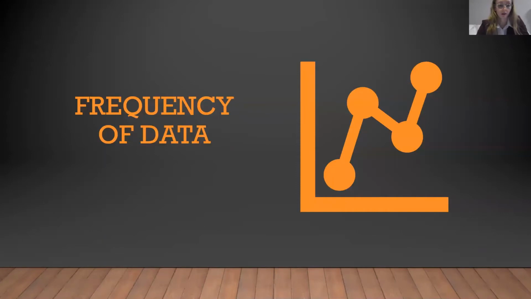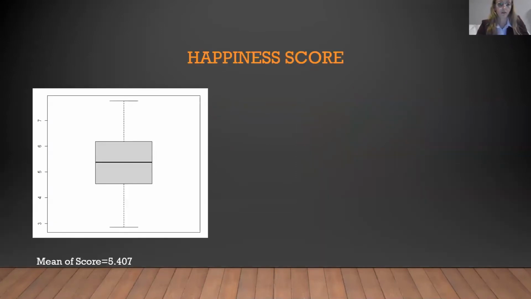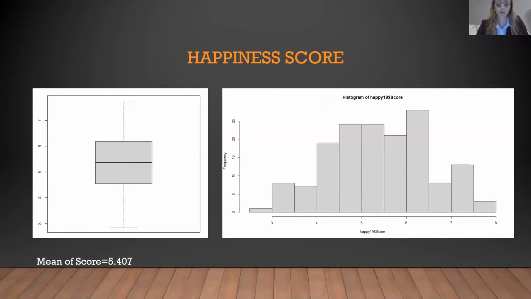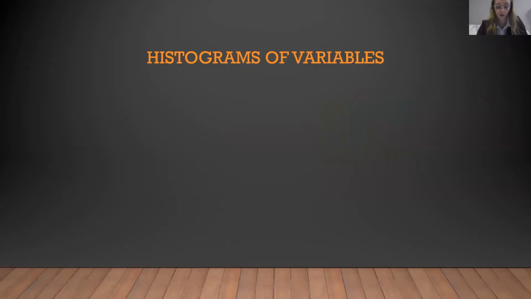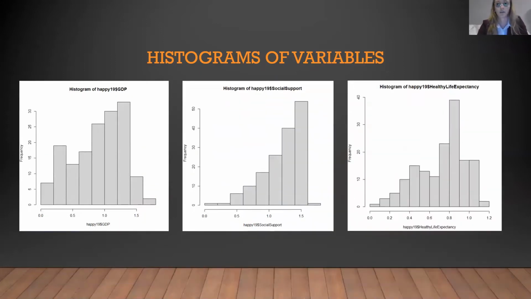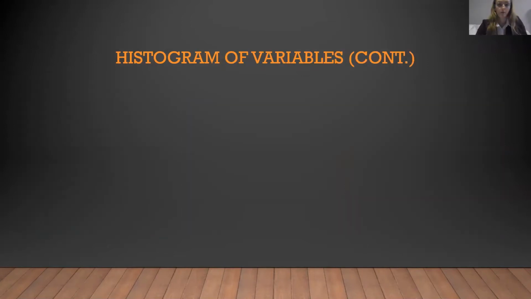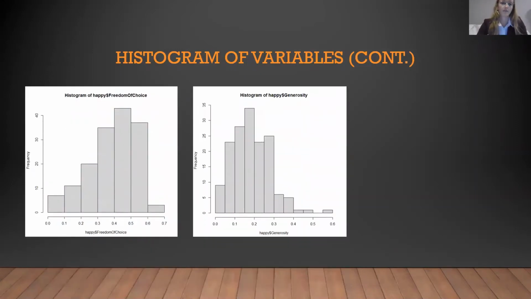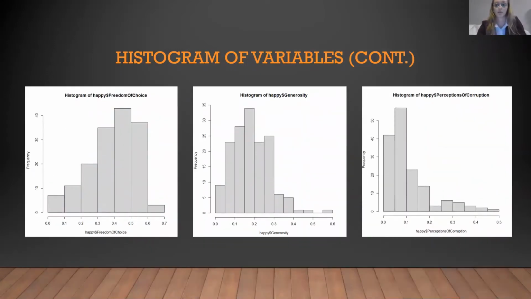When we continue to look at the data, we can see that the scores for happiness are fairly evenly distributed. We got a normal bell curve. And when I continue to look at the histogram of the variables, first we have GDP, social support, and the healthy life expectancy. You can see that social support is skewed to the right a little bit. I'm going to keep going, look at the other variables because we have freedom of choice, generosity, and the perceptions of corruption, which is also skewed.